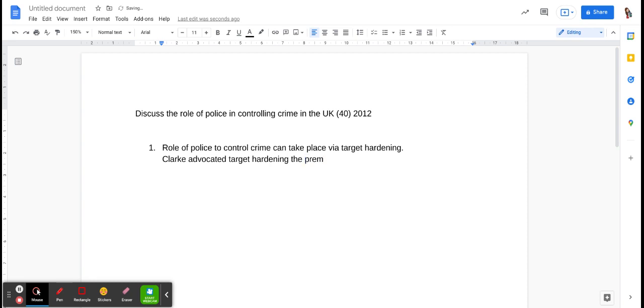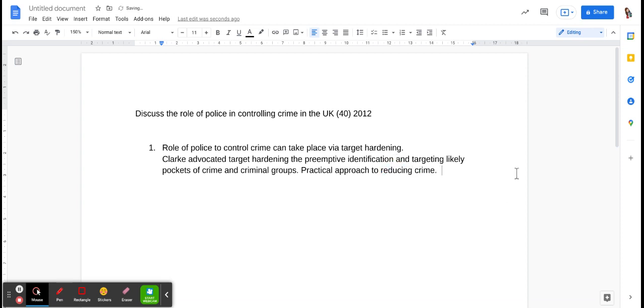Clark advocated target hardening, the preemptive identification and targeting of likely pockets of crime and criminal groups. This is a practical approach to reduce crime.